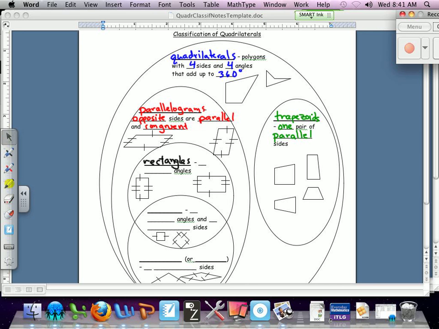We already know that they have 4 sides and 4 angles that add up to 360 degrees because they're inside that outer part of the Venn diagram. We already know that they have opposite sides that are parallel and congruent. So what else do rectangles have more specifically? Yep. They have 4 corners, and the corners are perpendicular, but perpendicular means right angles. Yep. So they have 4 right angles.